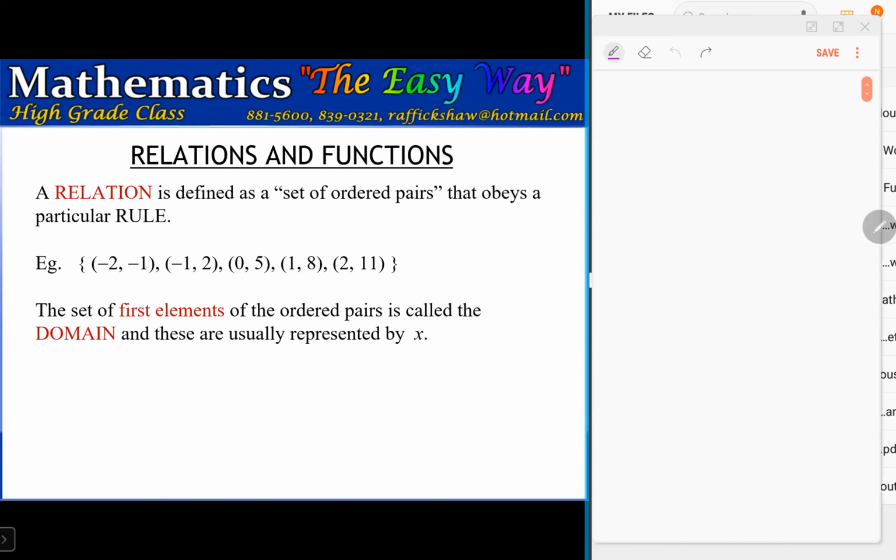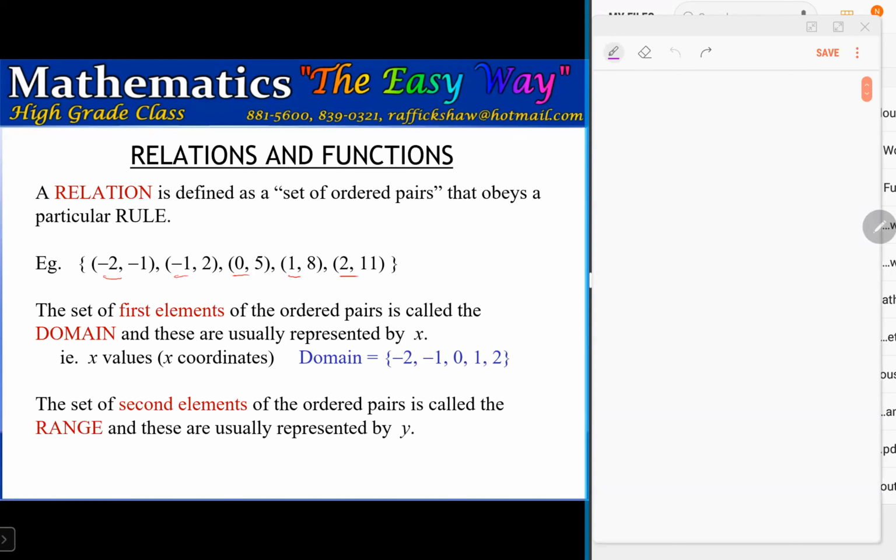All right. So the set of the first elements in the ordered pairs is called the domain. So if you take out the first elements in the pairs and put them in a set by themselves, you're basically forming a domain set, a set of domain values, which is usually represented by the X. Based on that set of ordered pairs in the example, the domain, which are the X values, will be -2, -1, 0, 1, and 2. Those are the first values, the X values. That is your domain.